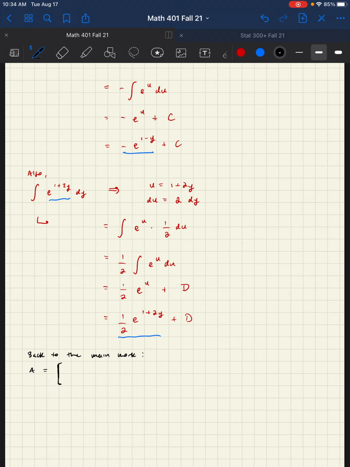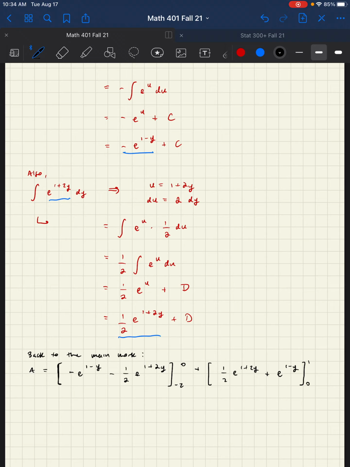So A is going to be negative e to the 1 minus y, because that's the integral of e to the 1 minus y, minus 1/2 e to the 1 plus 2y, from -2 to 0, plus 1/2 e to the 1 plus 2y minus, plus e to the 1 minus y, because the negatives cancel, and that's from 0 to 1.